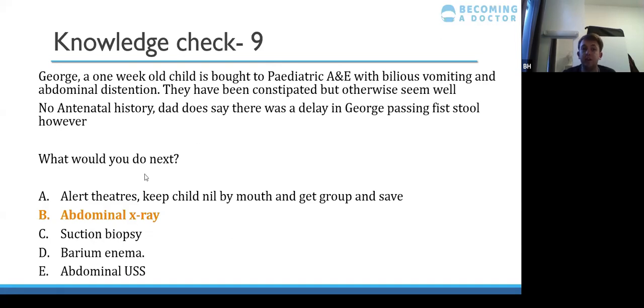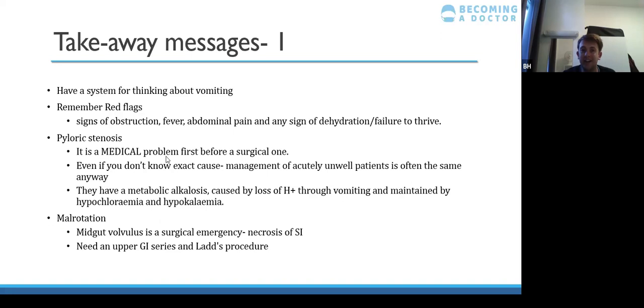If we wanted to diagnose Hirschsprung's disease, we'd do a suction biopsy. But that's not what we do next. What we do next is an abdominal X-ray to see if there's any perforation, and also to better determine what the cause is, whether it's Hirschsprung's, where we see that aganglionic tight segment, or something like meconium ileus that you see here. Good. Well done. That is the end.